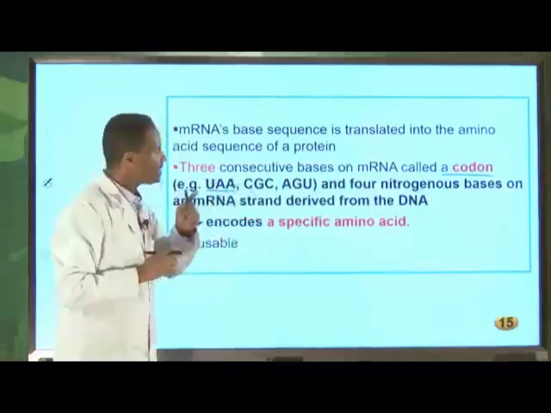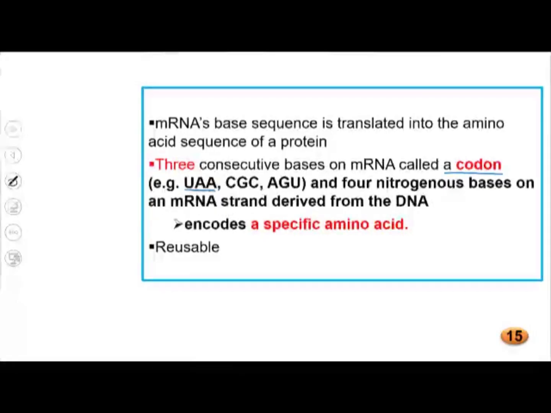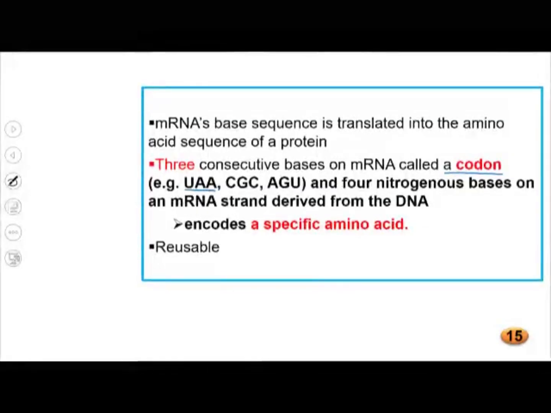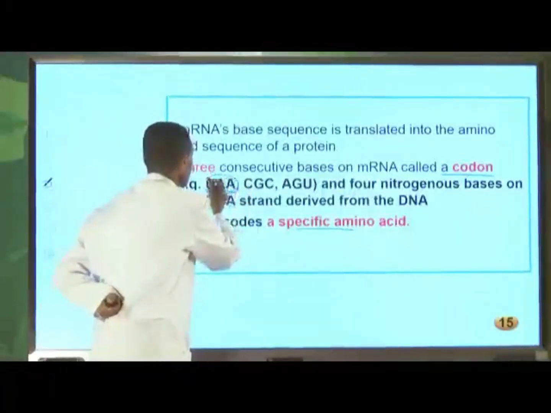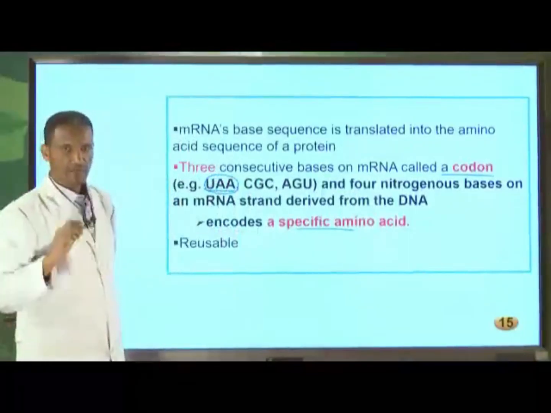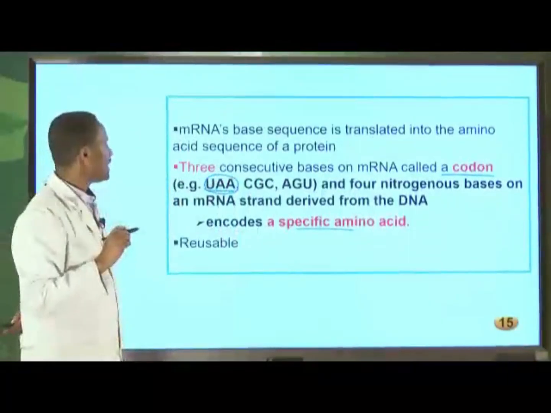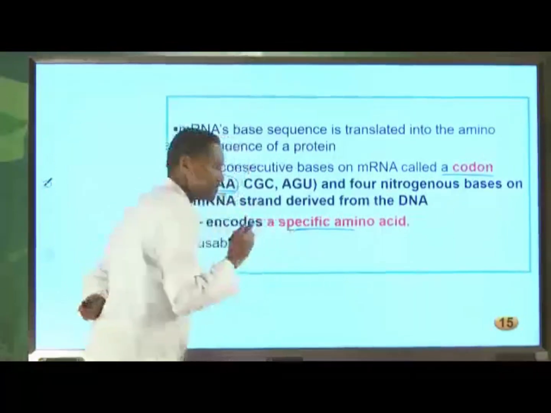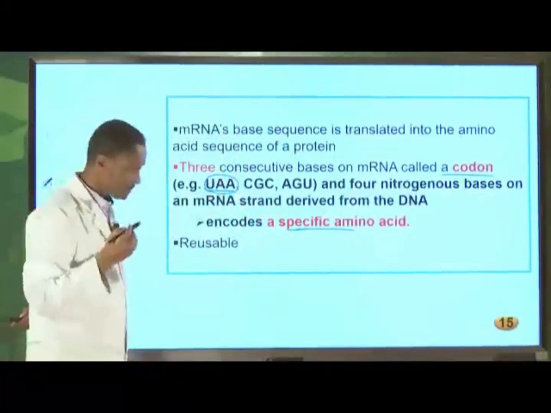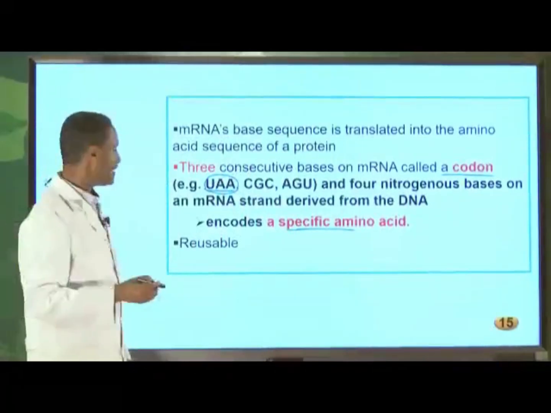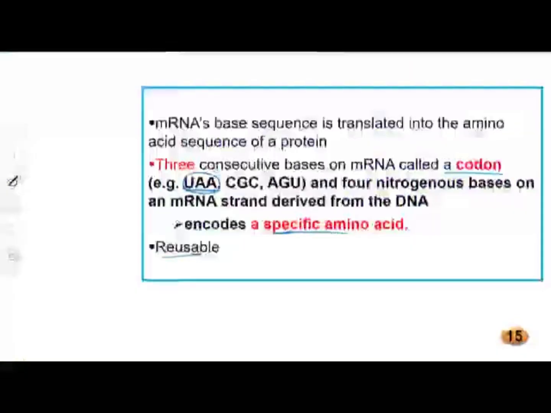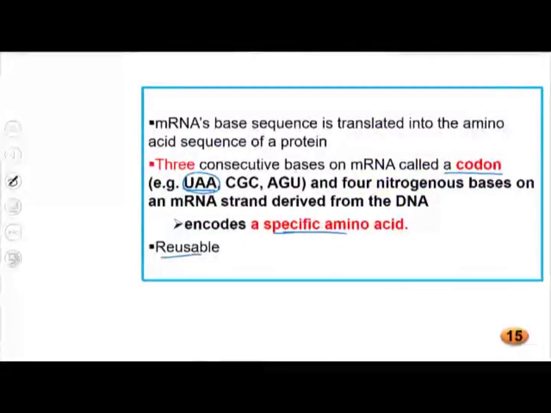There are four nitrogen bases on messenger RNA strands derived from the DNA, which encode specific amino acids. Here, three consecutive nitrogen bases are the so-called codon, and each codon encodes a specific amino acid for protein synthesis. And this messenger RNA, if it completes its mission for the first turn, can be reusable. You can use one messenger RNA again and again.